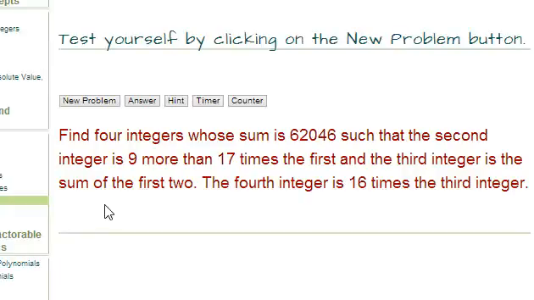Alright, this problem here is going to be a doozy. Okay, we've got: find four integers whose sum is 62,046 such that the second integer is 9 more than 17 times the first, and the third integer is the sum of the first two. The fourth integer is 16 times the third integer.